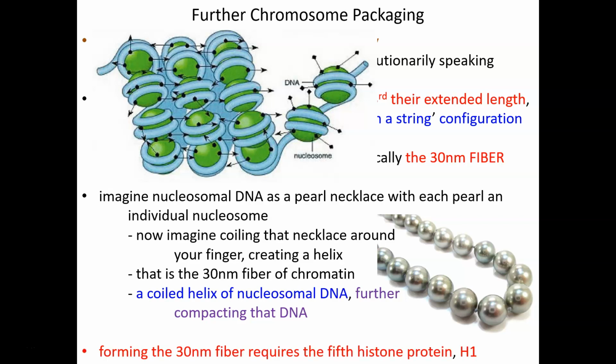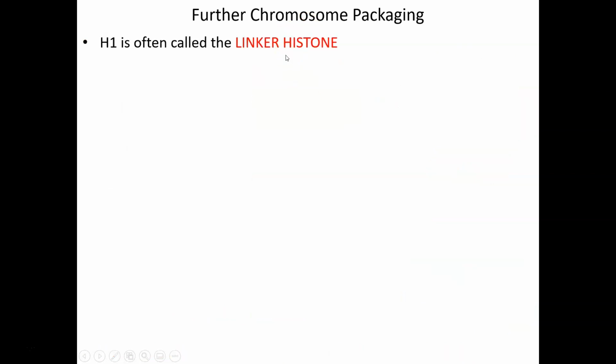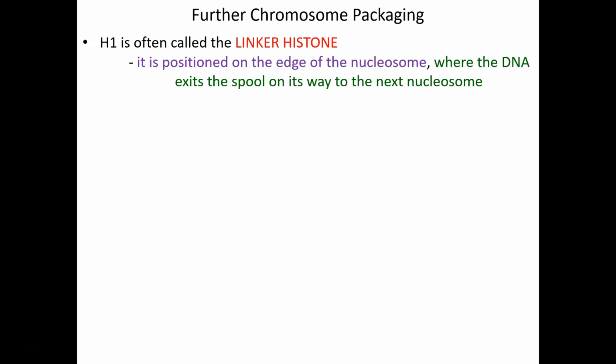What's critical to forming the 30 nanometer fiber is that fifth histone protein that I alluded to earlier, histone 1. Without histone 1, the 30 nanometer fiber cannot be formed. So at the center, or the heart of the 30 nanometer fiber, is this histone 1 protein. And again, we see here as well, we're taking these individual nucleosomes, these beads on a string, and we are coiling them, we are bundling them into the 30 nanometer fiber. So histone 1, or H1, is often called the linker histone because it interacts with the linker DNA. It's positioned on the very edge of the nucleosome where the DNA is leaving the spool.